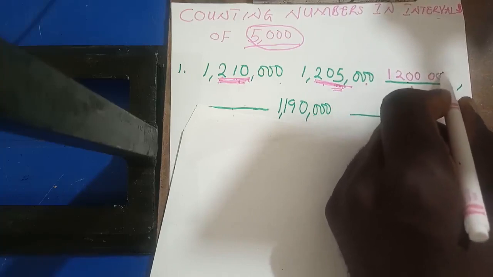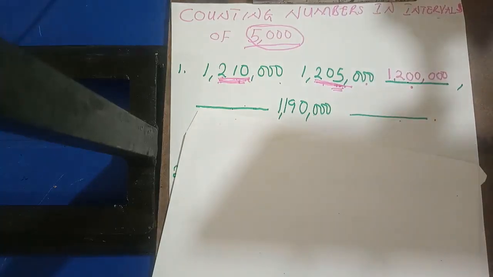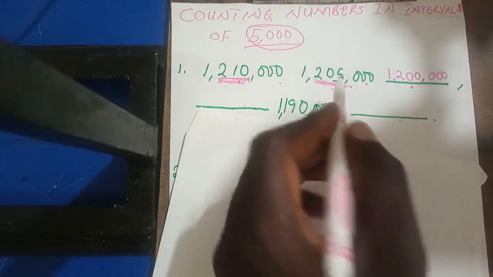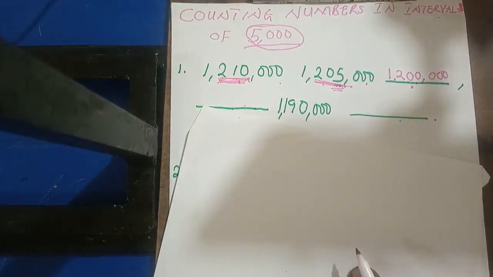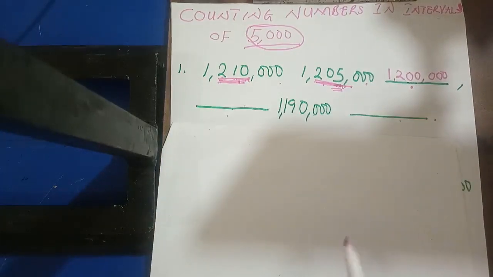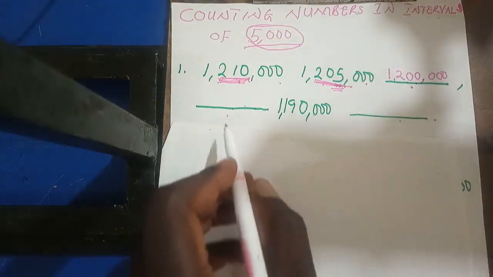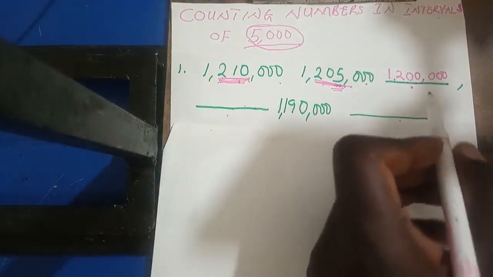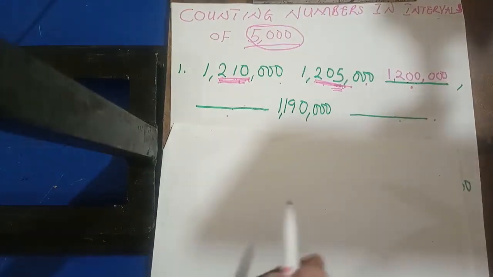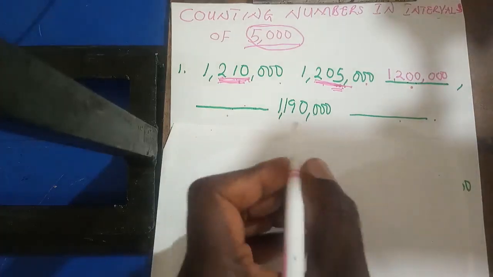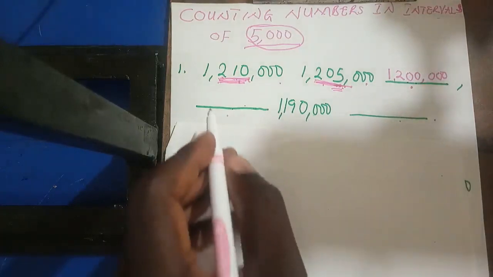Therefore, the next number is telling us that it is also to be reduced. This number is going to be reduced by 5,000, which means we are going to have 1,200,000, because we have reduced by 5,000. So you can see we have removed this 5,000 to arrive at another figure there. The figures are reducing.